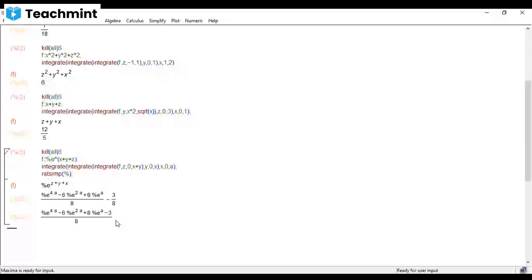Okay, so you have to write the Maxima program in this form to get the answer for a triple integral.